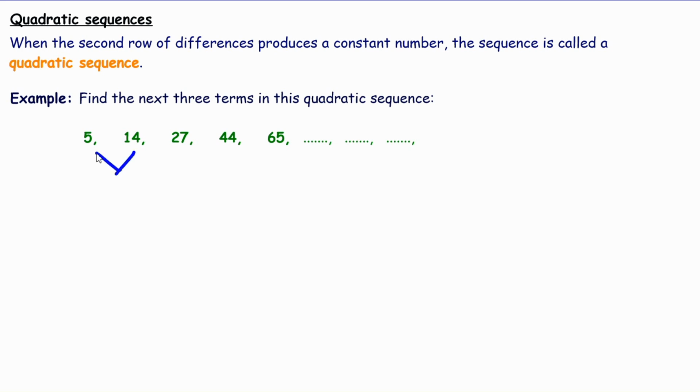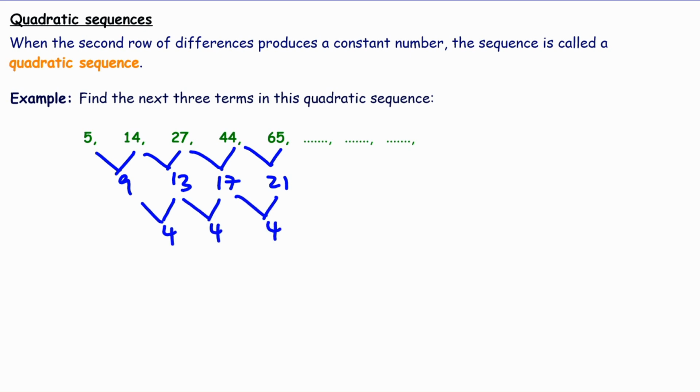So the first step is to find the differences. The difference between 5 and 14 will be 9, and here it will be 13, and here it will be 17, and here it will be 21. So those are the first differences. Let's look at the second differences. The second differences will be 4, 4, 4. And you can see that the second row of differences produces a constant number. And therefore, this is a quadratic sequence.